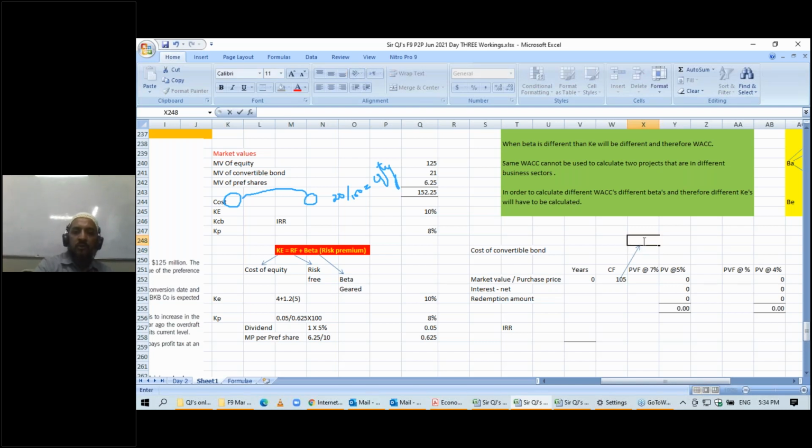Okay, let me do it in 2 steps. First, calculate the quantity of convertible bonds. So this is 20 divided by 100. So 0.2 million convertible bonds are there. Now 21 million divided by 0.2 million convertible bonds. This gives you the market price, which is 105.